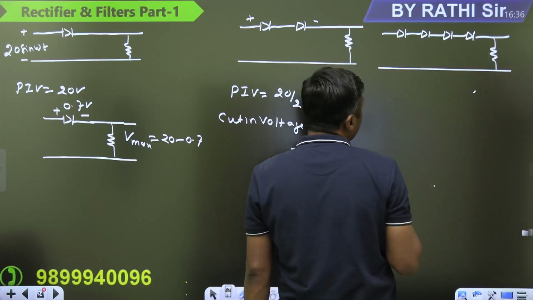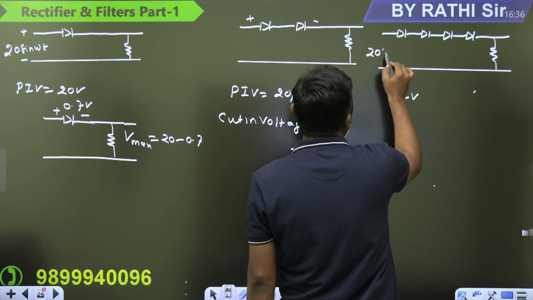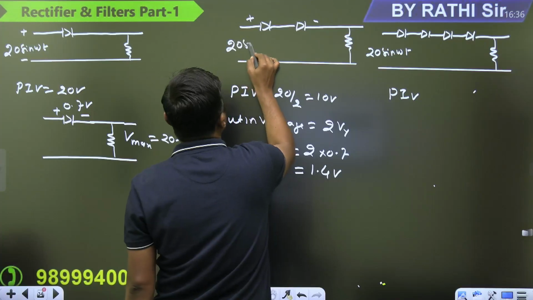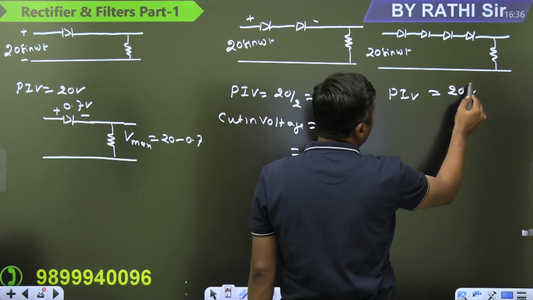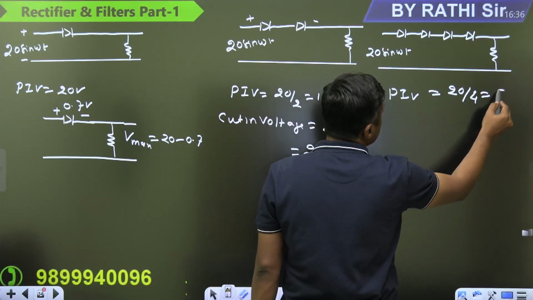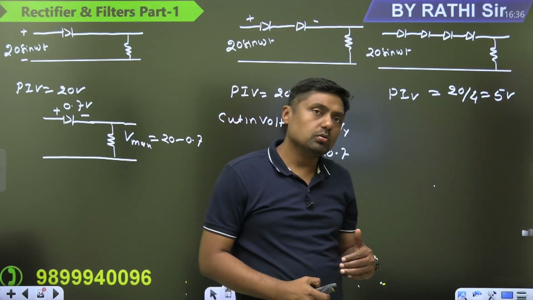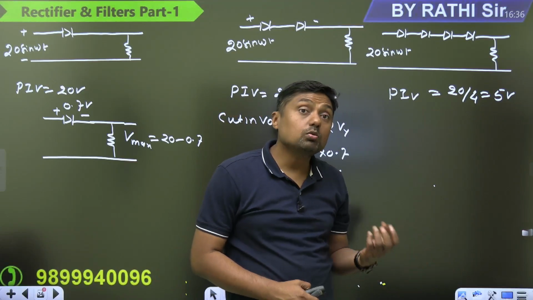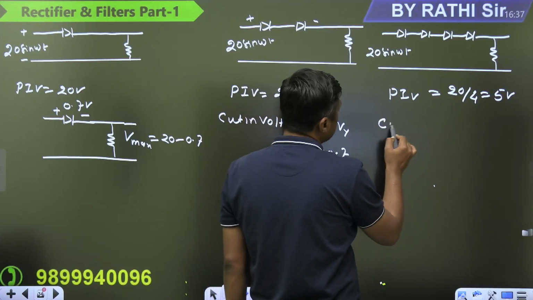then what is the PIV? This is 20 sine of omega t. Same input we are giving, 20 sine of omega t. The PIV will become 20 divided by 4. What is the advantage? PIV is very low, because on the basis of that we can choose the diode. But what is the cut-in voltage? Tell me. Now what is the cut-in voltage?